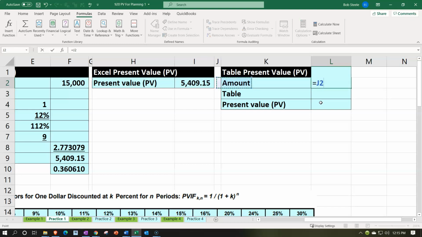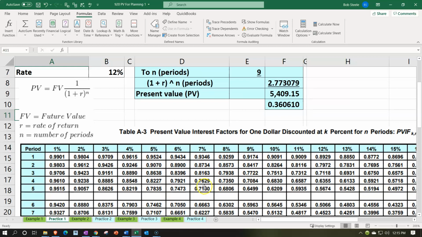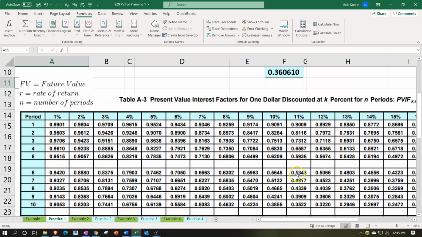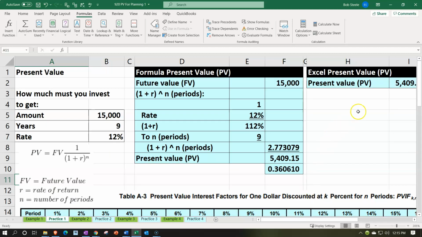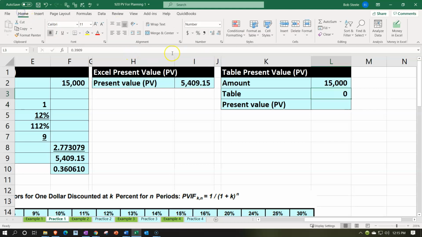So this is going to be equal to the amount of the 15,000. We'll pull our information from the tables this time. And we're looking at 9 years and 12%. So 12% and 9 years is going to be this 0.3909. And then I'm adding some decimals, home tab, and numbers group, add some decimals.